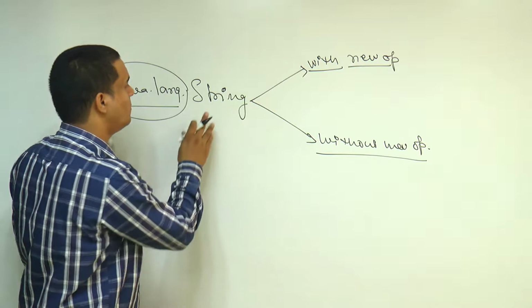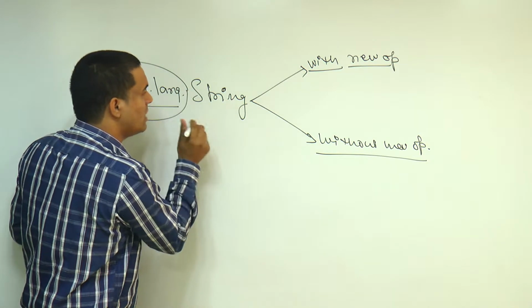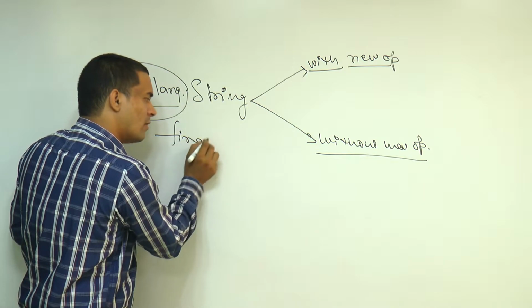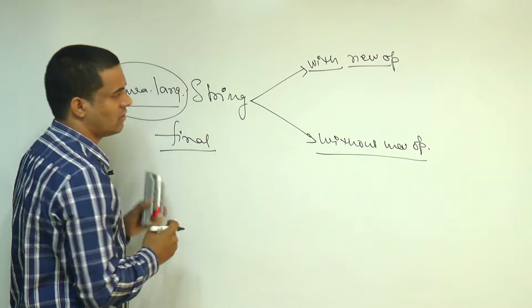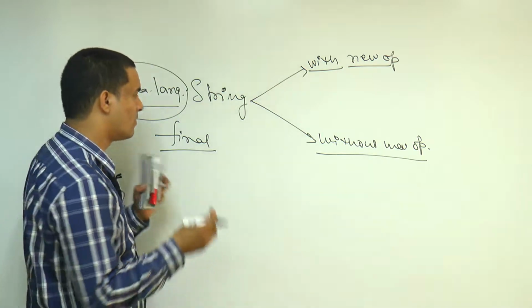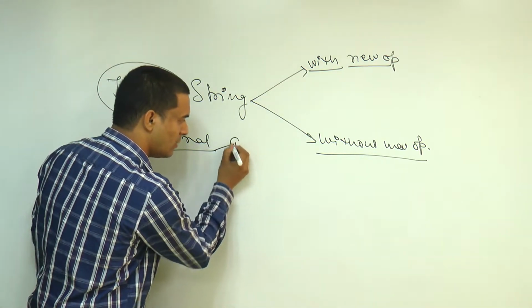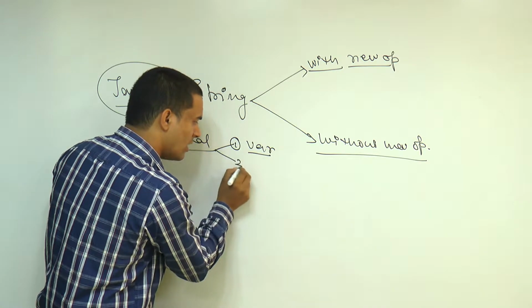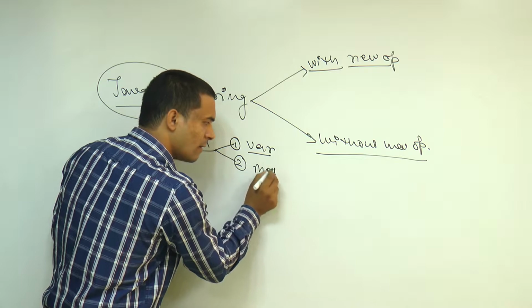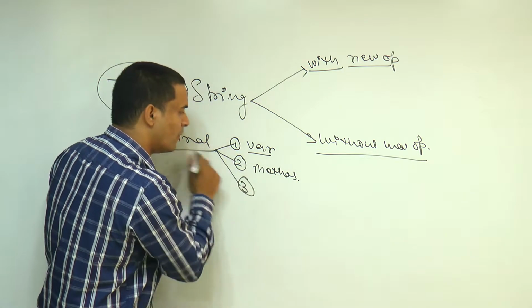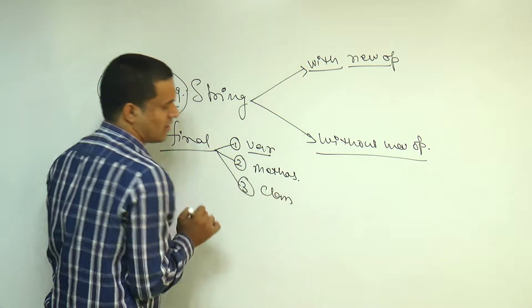Okay, next, the most important thing about the string class: it is a final class. We have seen final used in many different ways, and again I am repeating where we can use final. Number one, with variables we can use the final keyword. Number two, with methods we can use the final keyword, and number three, we can use it with classes.